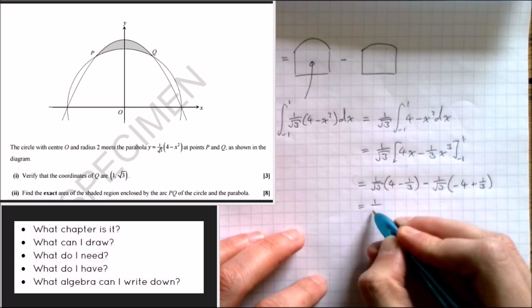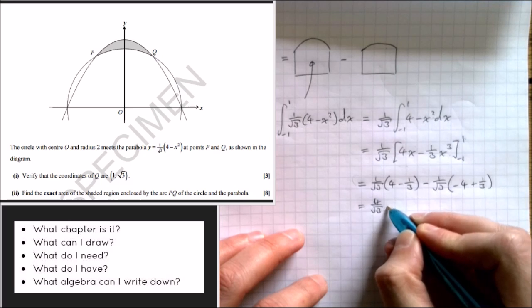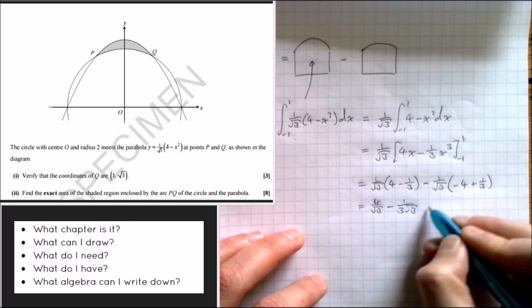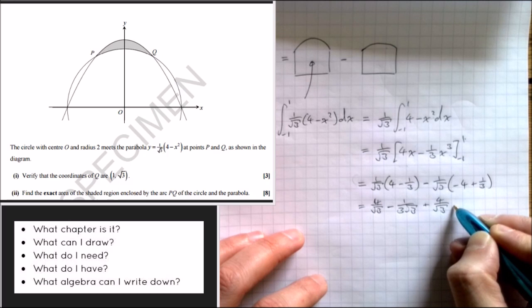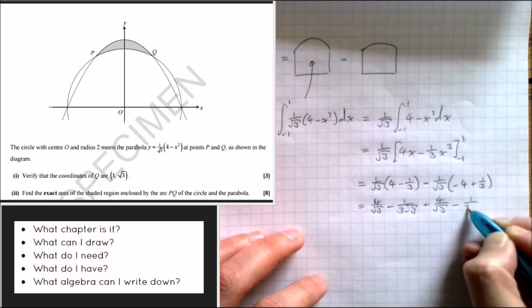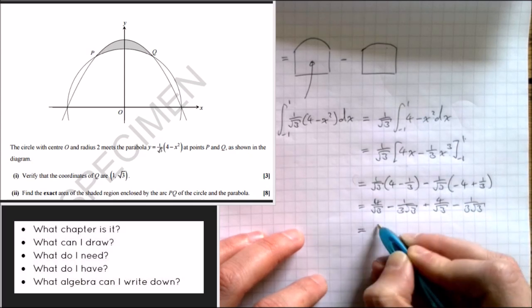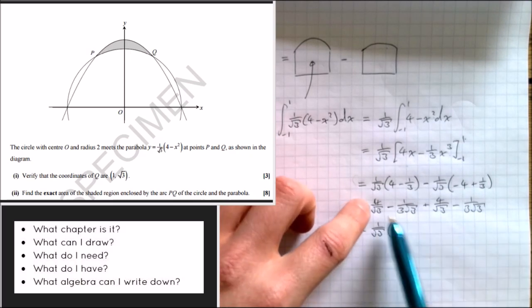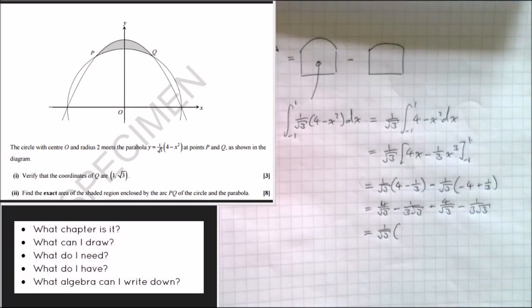Okay. 4 lots of 1 over root 3, minus that, plus that, minus that. I should have left that 1 over root 3 on the outside. That was silly of me. We've got 4 minus a third, add 4 minus a third. That's 8. Take away 2/3.